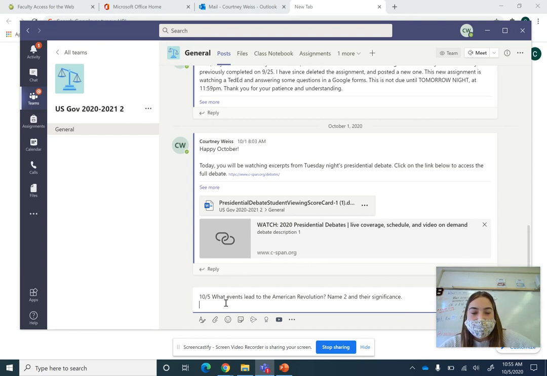You can see here that it says what events led to the American Revolution, name 2 and their significance. So, girls, what are some events that led to the American Revolution? Name one, Sine. The Stamp Act, excellent. What is the significance of the Stamp Act?